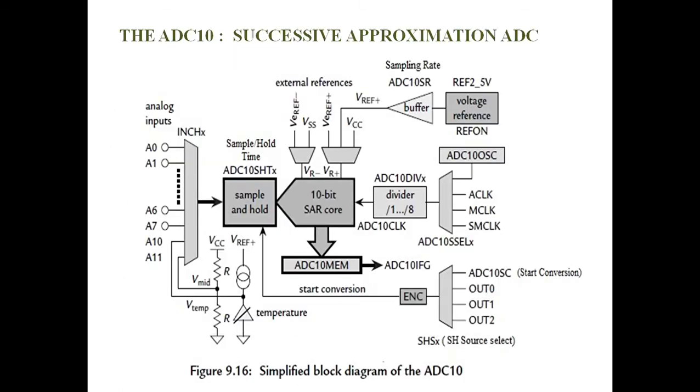Next, ADC10, analog to digital conversion 10. The 10 indicates the 10 bits we are using to represent its digital value. It is a successive approximation register core which converts the analog inputs into a digital value.